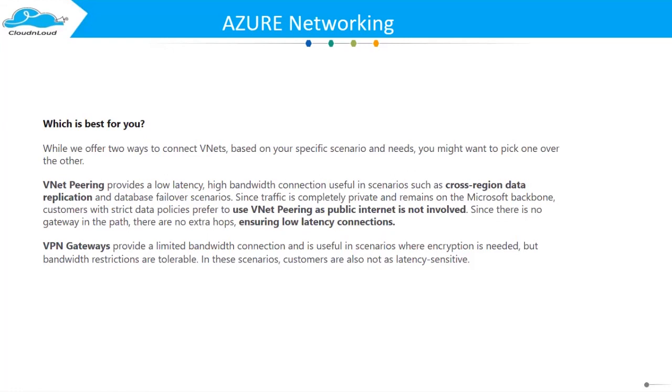Which is best suited? VNet pairing, mostly if you have a cross-region setup, say multiple environments, and across environments you have to have data replication, or you should not go via the public internet. In that case also VNet pairing is more useful. And if your project is looking for low latency connections and data transfer via the more secure Azure backbone network, then VNet pairing.